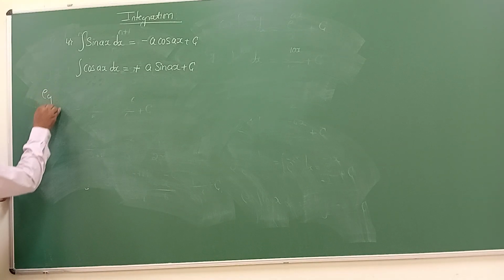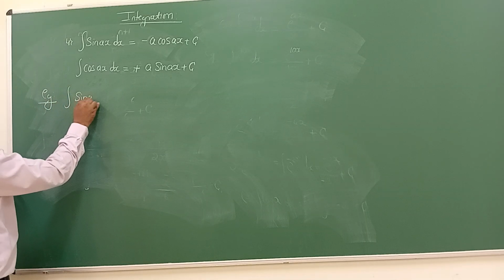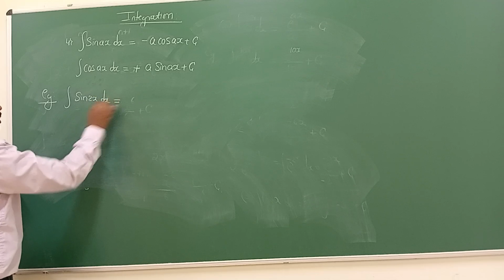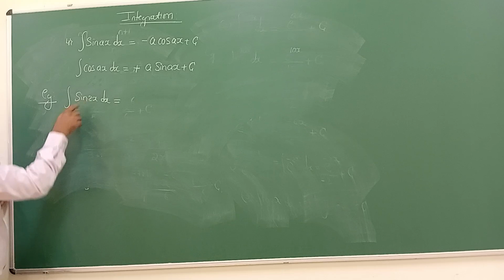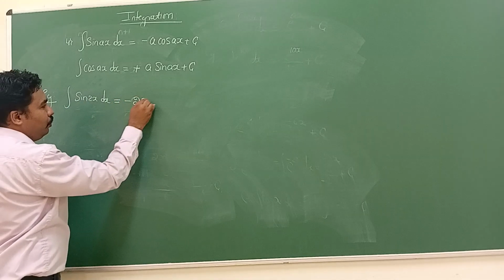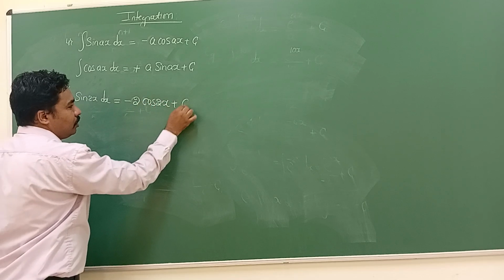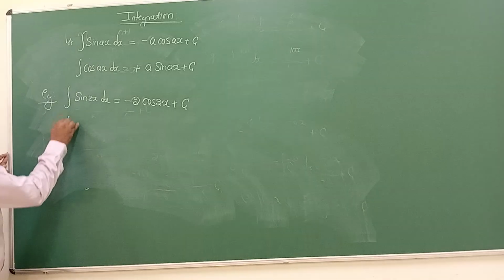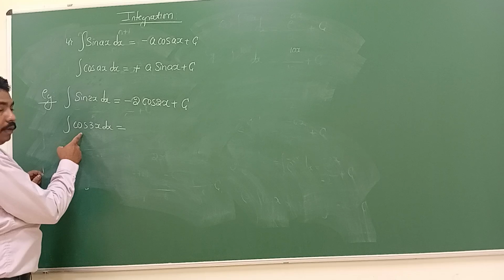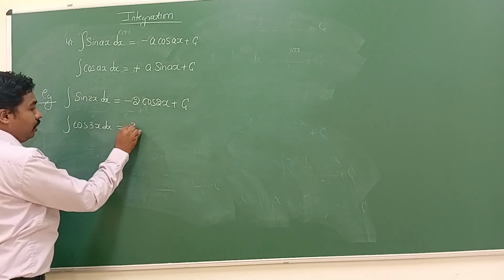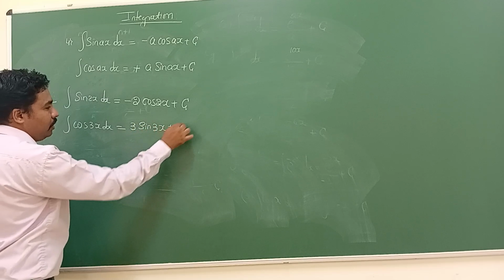Based on this, if I take examples, for example, the integral of sin 2x dx. The integral of sin ax is minus cos ax by a. Here the a value is 2, so it becomes minus cos 2x by 2 plus c. Similarly, the integral of cos 3x dx. The integral of cos will be plus sin. So it becomes sin 3x by 3, because the a value is 3, plus c.